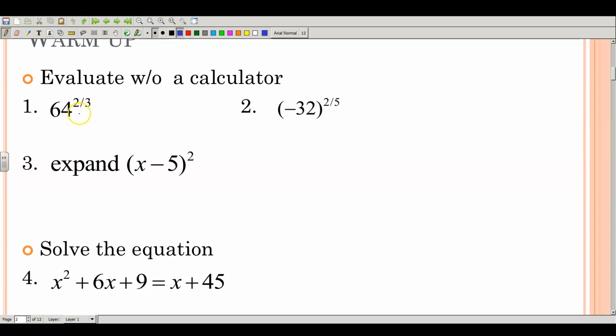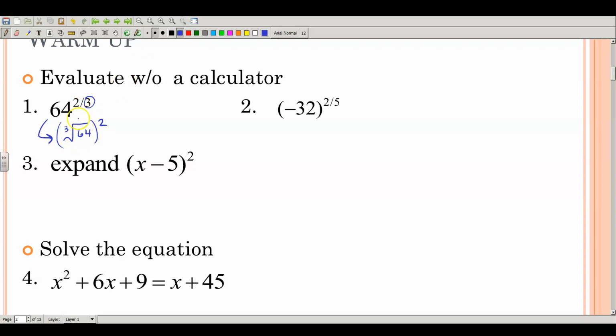All right, so number one, this is to evaluate without a calculator. So 64 to the 2/3. What we have to remember here is these are rational exponents. We can rewrite this expression because the bottom number of this exponent is going to indicate a cube root. Since it's raised to the 2/3, we can write this as the cube root of 64, and then that whole thing being squared. So we can rewrite this in nth root form by writing it like this.